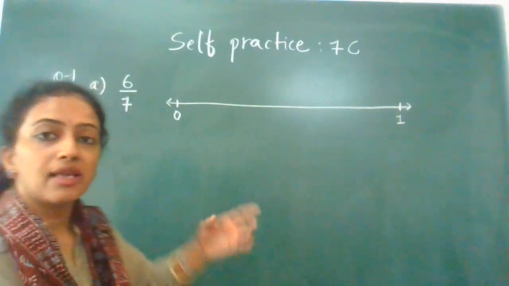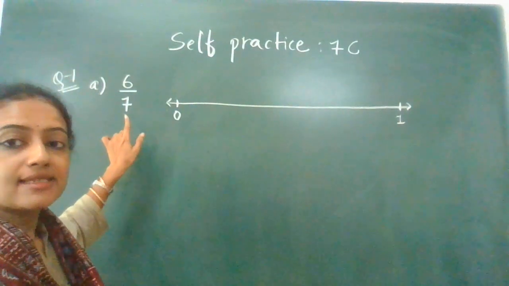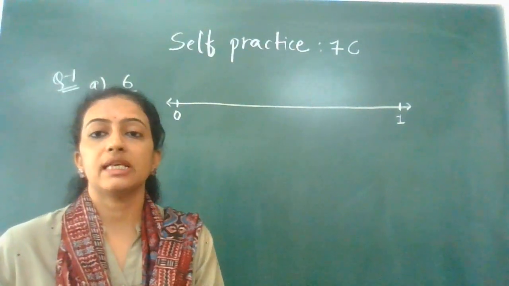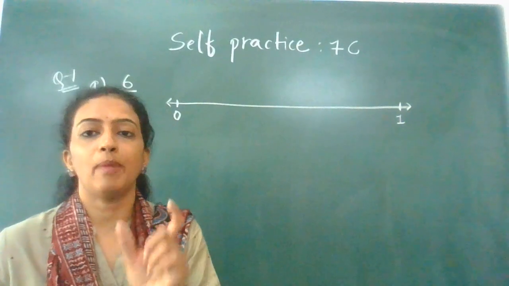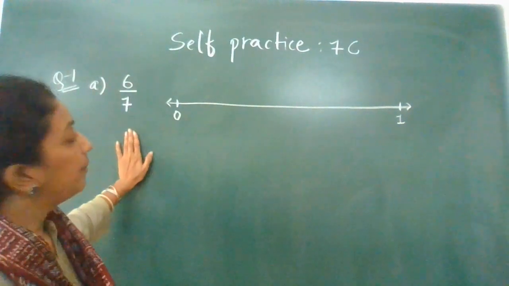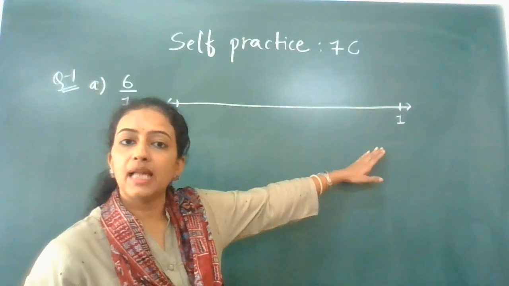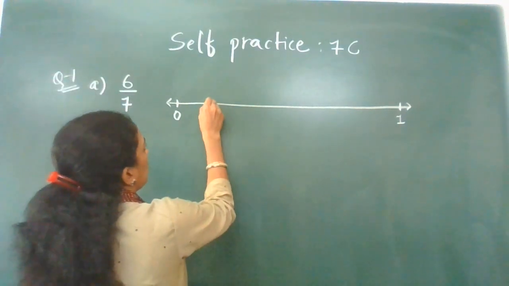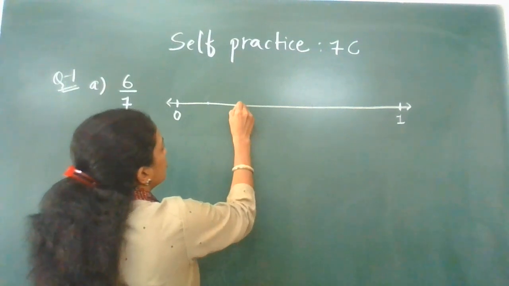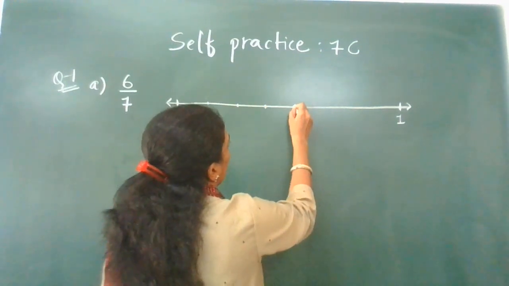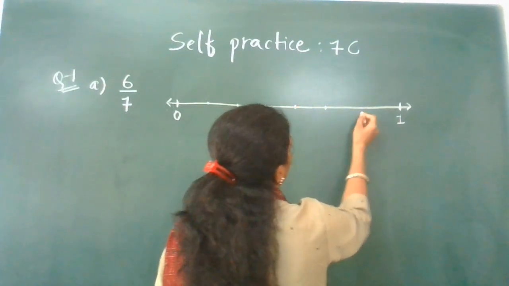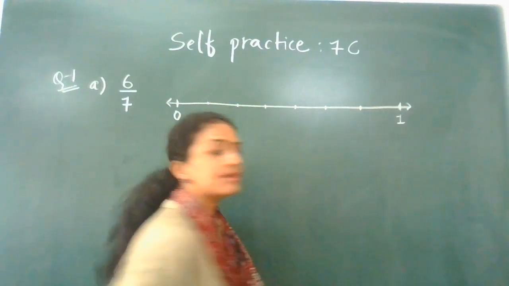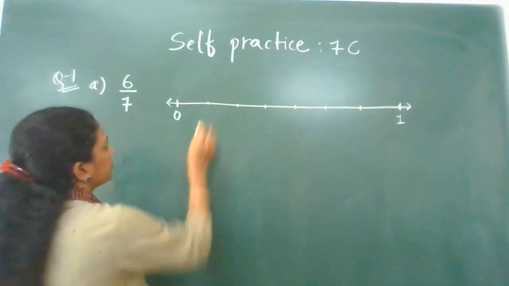Why 7 parts? Because the denominator is 7, and the denominator always represents the total number of parts. So we divide this number line into 7 equal parts. Here we will be doing 1, 2, 3, 4, 5, 6, and this is 7. Why this is 7, I'll tell you.